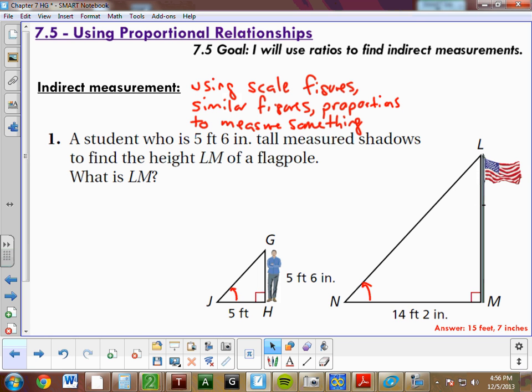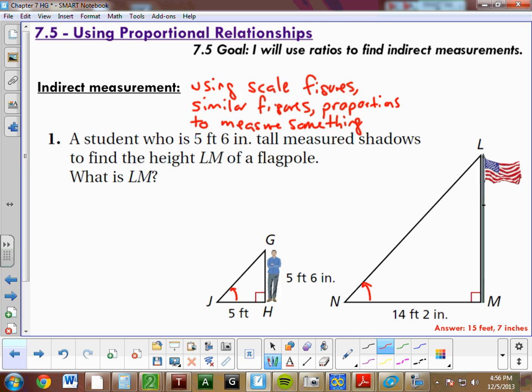So this is a real way that people used to measure anything that was too tall to actually hold up a ruler or a tape measure and measure. Now there's electronics and stuff that use these angles to do it, but you can do it very easily in your backyard to see how tall a tree is. I mean, it's not anything that's too hard to do.